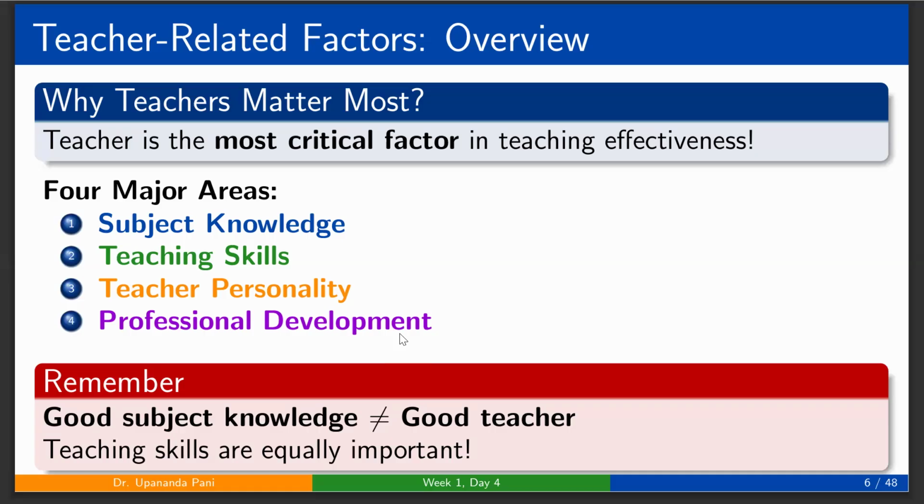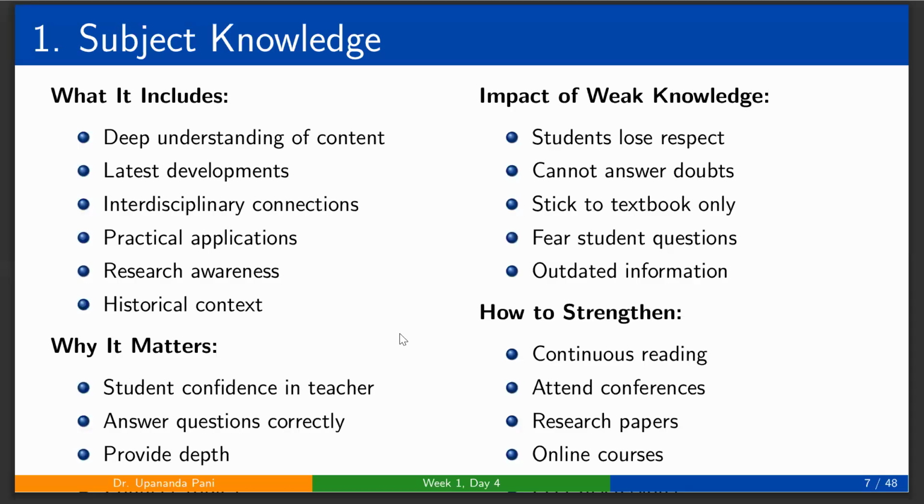Good subject knowledge doesn't mean that he will be a good teacher. He needs so many other things also. Teaching skills are equally important. Similarly, teacher personality is also important. And if I studied long back, I have to go through various professional courses to make my teaching effective, or constantly upgrade. Now let's discuss one by one.